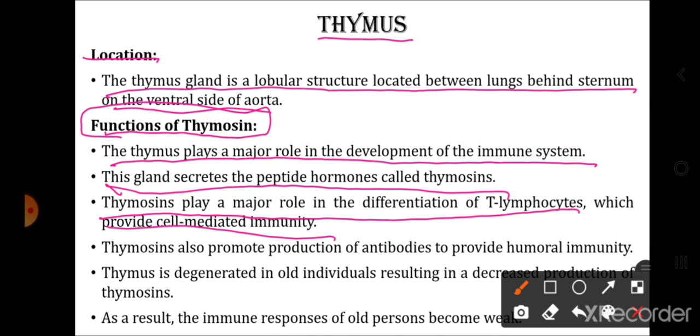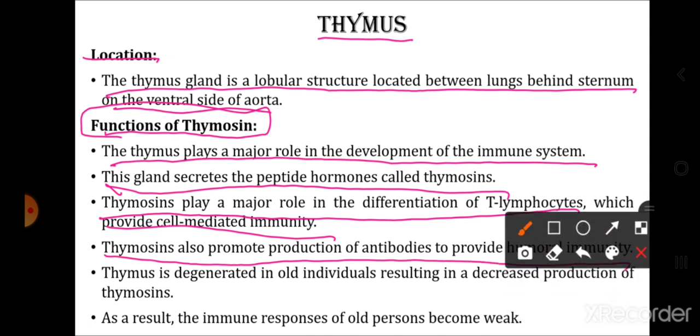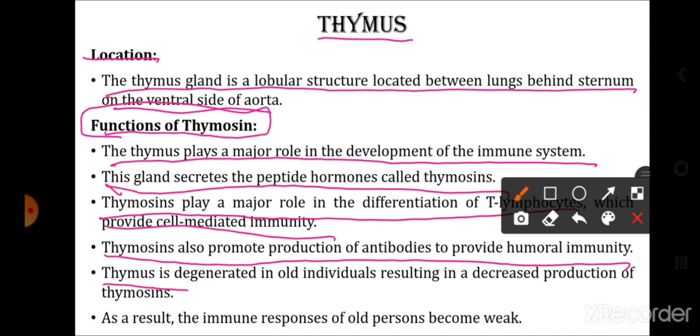एंड व्हेन antibodies are produced against the antigen, then such type of the immunity is called as the antibody mediated immunity, or also it is called as humoral immunity. Humors are the fluid. Antibody का secretion कहाँ पे होता है? Blood में. So blood is a fluid of our body and that immunity is hence called as humoral immunity. So thymosins also promote production of antibodies to provide the humoral immunity. Thymus is degenerated in old individuals in a decreased production of thymosin.